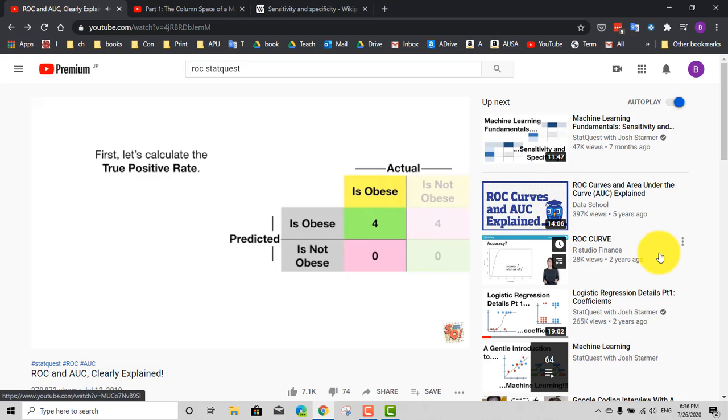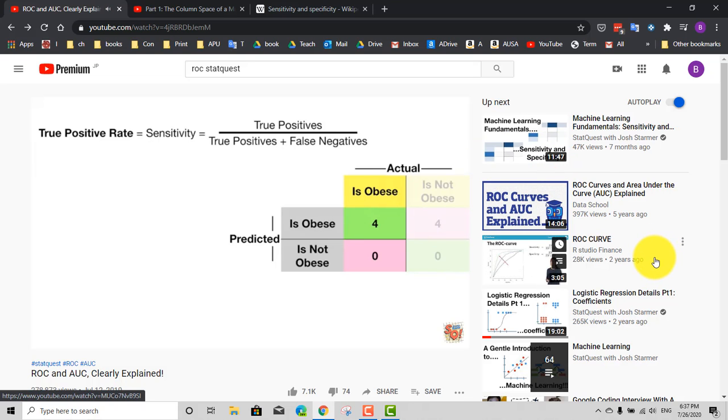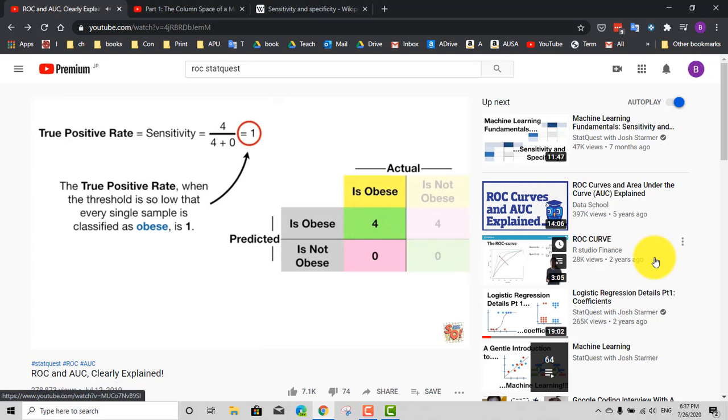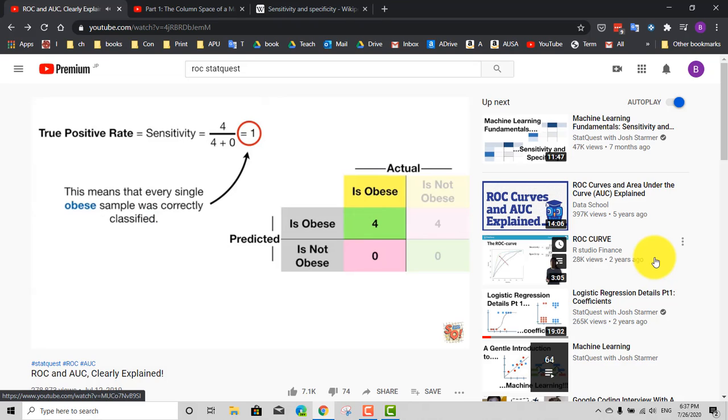First, let's calculate the true positive rate. There are 4 true positives, and there were 0 false negatives. Doing the math gives us 1. The true positive rate, when the threshold is so low that every single sample is classified as obese, is 1. This means that every single obese sample was correctly classified.